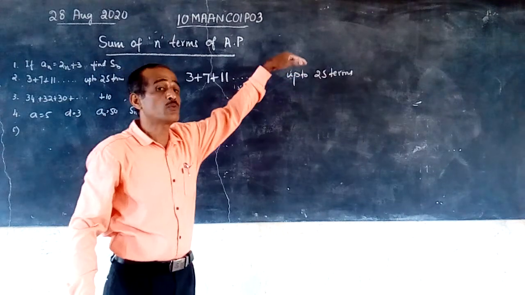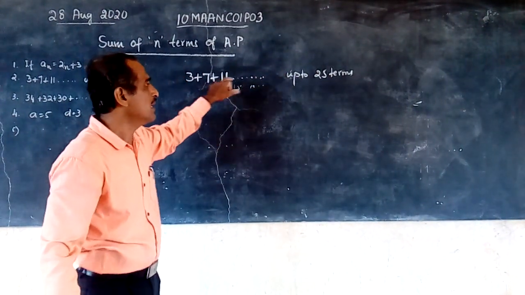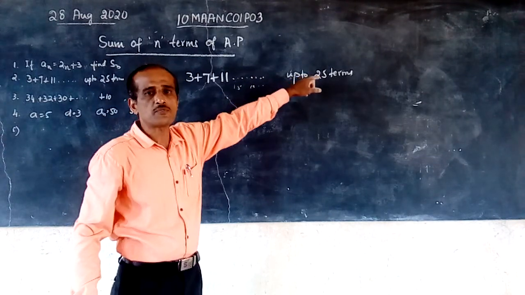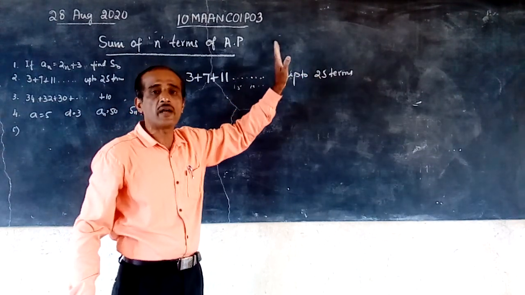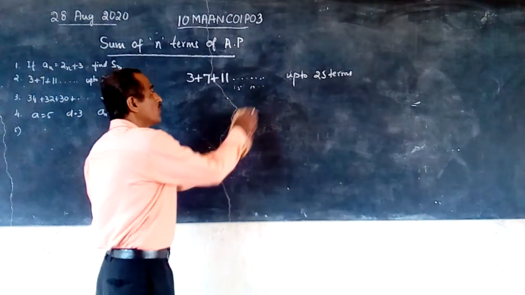Up to where? Up to 25 terms. There are a total of 25 terms: 1, 2, 3 are written here, and the remaining 22 terms you would have to write like that, but it is not required. There are 25 terms in total, which means n is equal to 25.